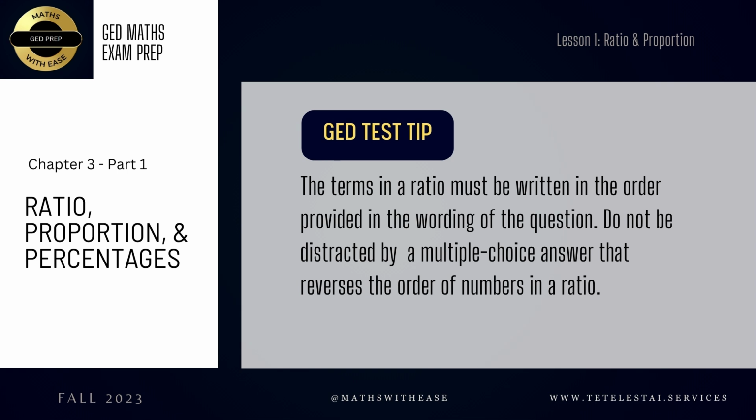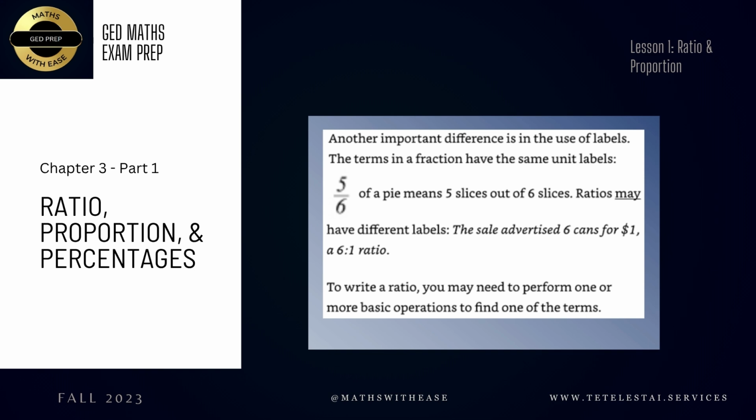Another important difference is in the use of labels. The terms in a fraction have the same unit labels. 5/6 of a pie means 5 slices out of 6 slices. Ratios may have different labels. For example, a sale advertised 6 cans for $1. The ratio would be 6:1, okay?